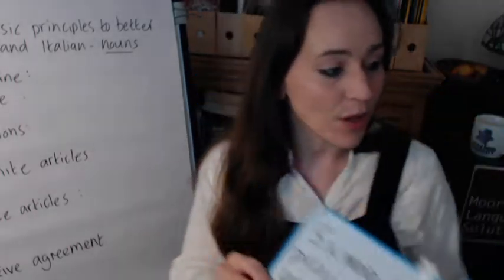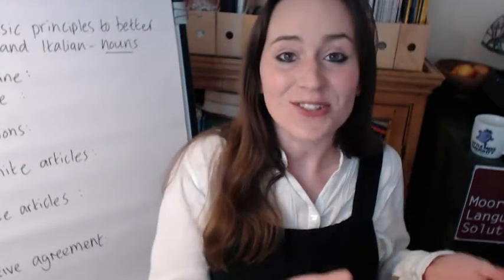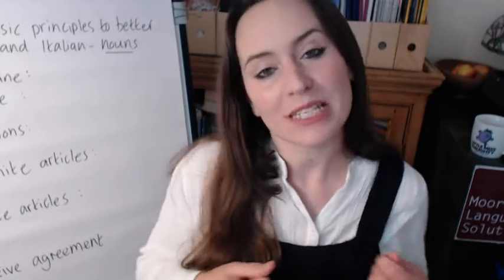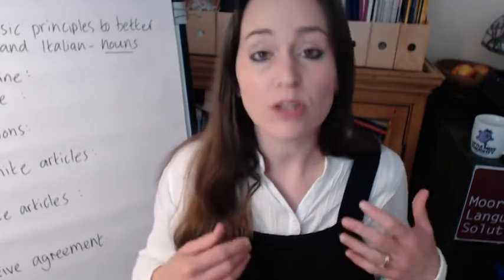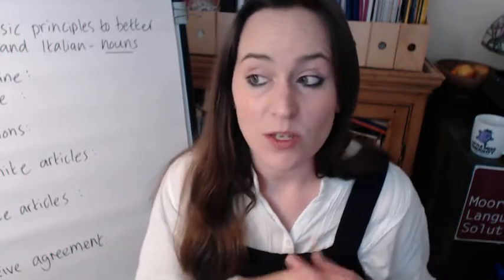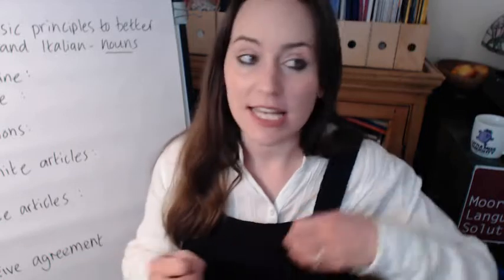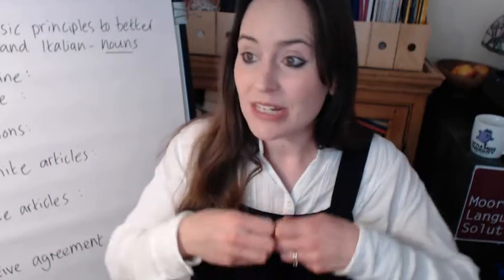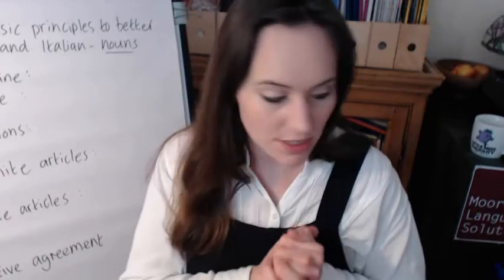So, today we're going to look at 5 extra or 5 further basic principles to help you better understand Italian, and we're concentrating on nouns: things, objects, something which is an idea, an element, something tangible, something not necessarily tangible. It depends. Let me give you some examples.